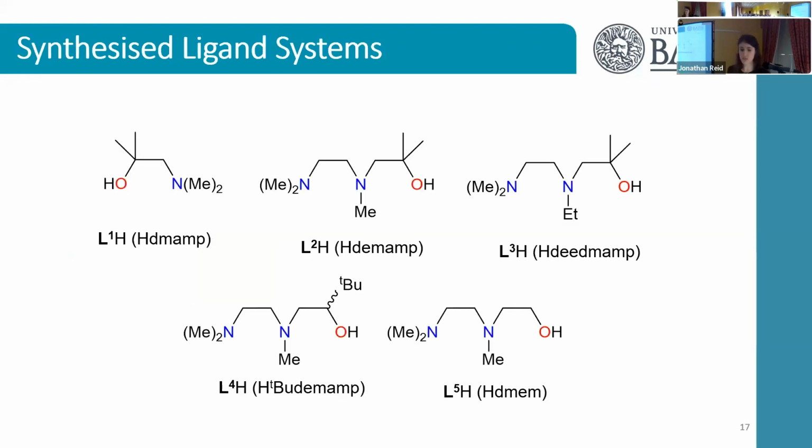So these are our 5 ligands that we looked at here. The first one, L1H, is a bidentate ligand, and the rest of them are tridentate. All of our tridentate ligands have the same core backbone. It is just the R groups on the central nitrogen and carbon adjacent to the OH groups that are changing, so we can look at the effective sterics from our complexes. And for all of these, it's the OH group that is the reactive site.